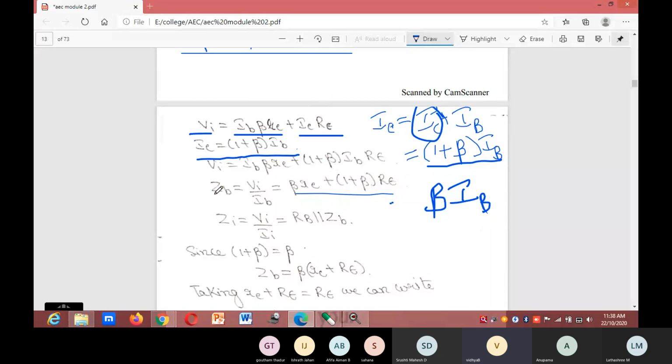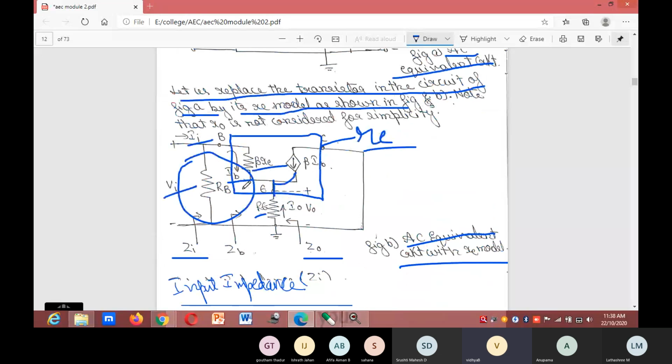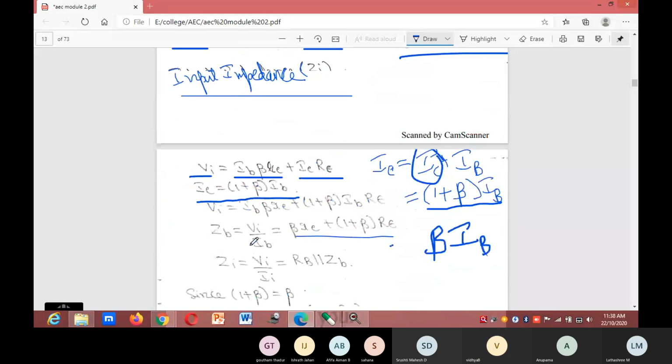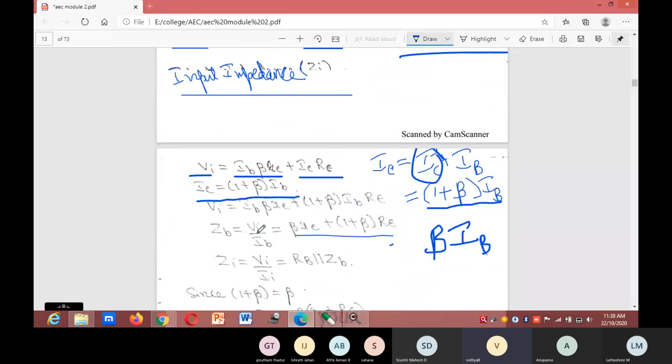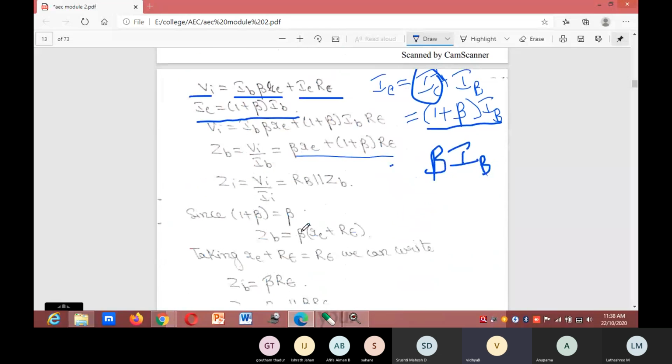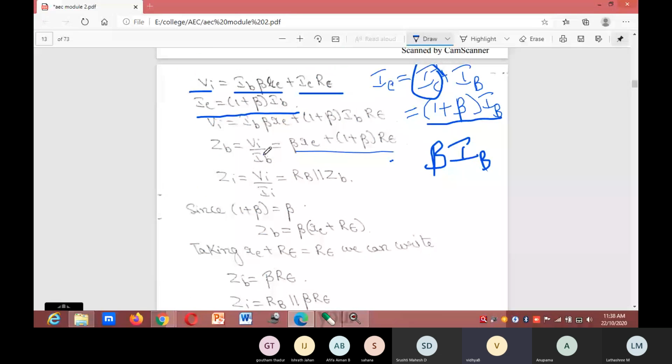Substitute IE. What will we get for ZB? ZB is here, near the base: Vi divided by IB. If you take IB common, then IB gets cancelled. You are left with beta re plus (1 plus beta) RE. This is the value of ZB.